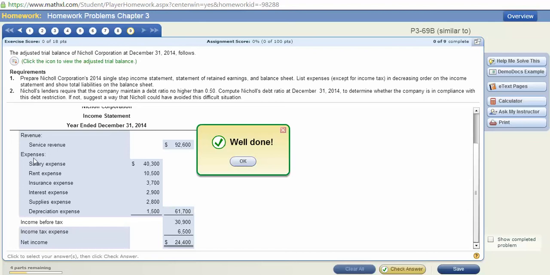So what they try to do is put the expenses that have to do with the business here and income tax expense by itself because it's really related to a legal tax code. And that brings us down to net income of 24,400. Your numbers, of course, will be different, but I hope you found this useful in terms of how you structure a single step income statement.